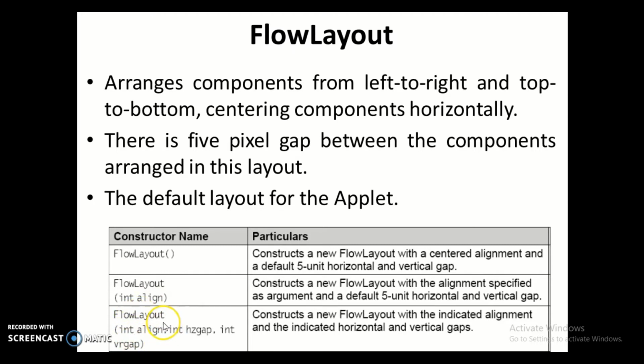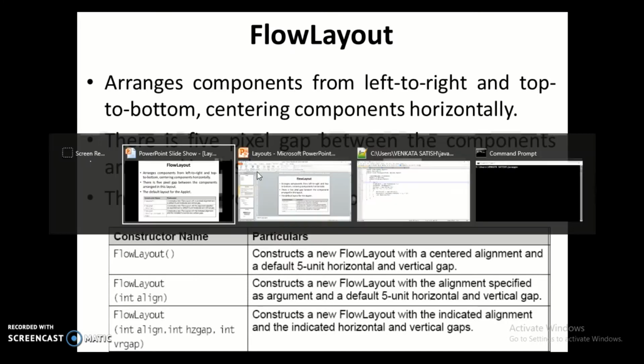And the third one is with 2 more arguments, h gap as well as vr gap. H gap means horizontal gap and vr gap means vertical gap. So you can have your own gap values for horizontal arrangement as well as for the vertical arrangement. So let's try to understand this flow layout with the help of an example.